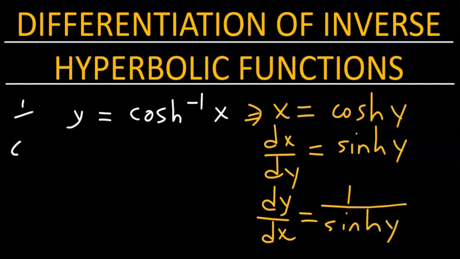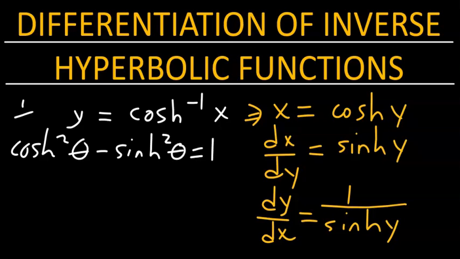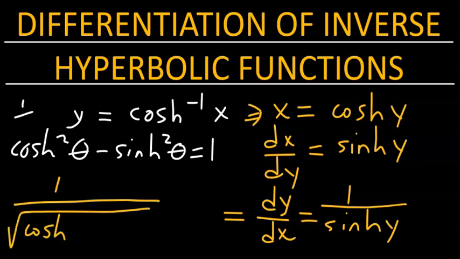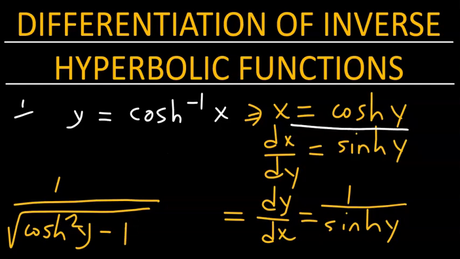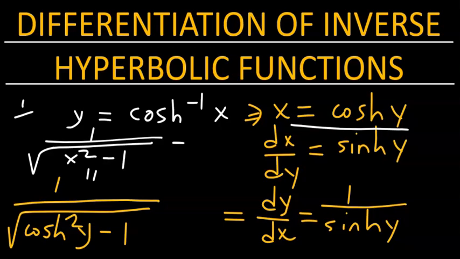Now from the identity that says the square of hyperbolic cosine theta minus the square of hyperbolic sine of theta equals 1, we can express dy/dx as 1 over the square root of hyperbolic cosine squared y minus 1. And using the definition for hyperbolic cosine of y, this will simply become 1 over the square root of x squared minus 1. And that is dy/dx.